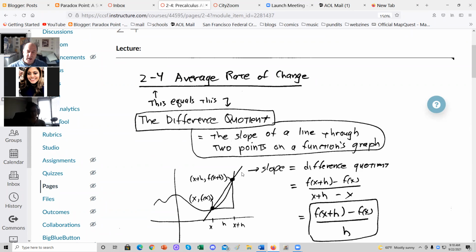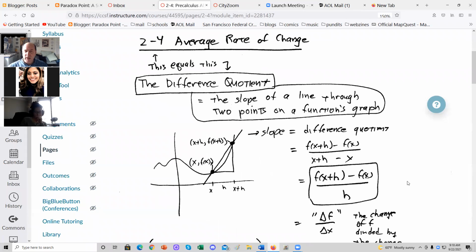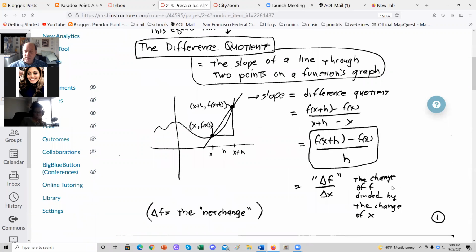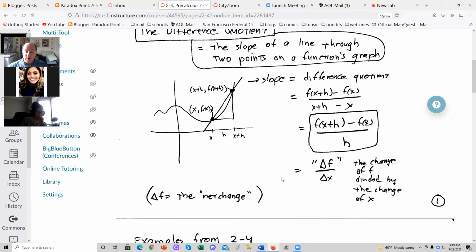The slope of this line, that's the difference quotient, equals the change in f, f of x plus h minus f of x, over the change in x, x plus h minus x. Now in the denominator, the x cancels out, and you get f of x plus h minus f of x over h. That's the difference quotient. That's the average rate of change. It's also denoted delta f over delta x, the change in f divided by the change in x. Now the numerator, delta f, is called the net change, how much f changes in all. Then you divide by how much x changes in that same interval, and that's the average rate of change.